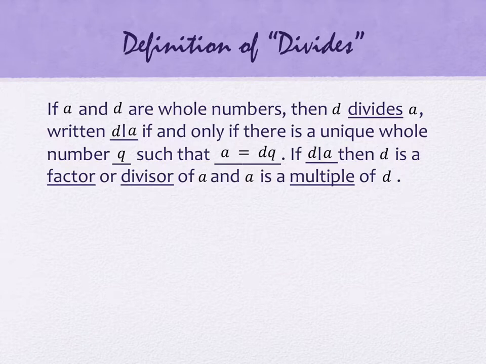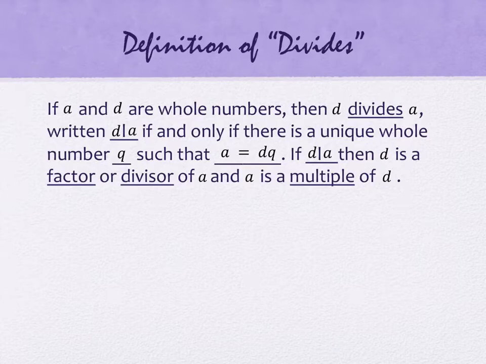If D divides A, then D is a factor of A or a divisor of A. And sort of the reverse description is that we can say that A is a multiple of D. So we'll use those words a lot.